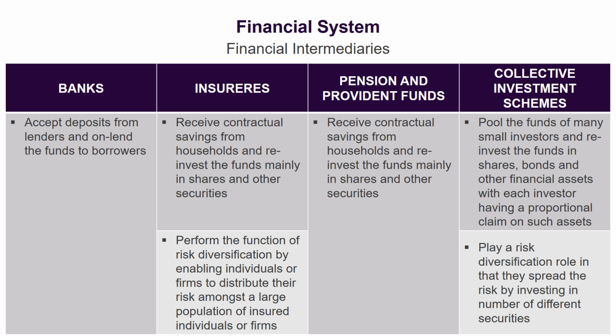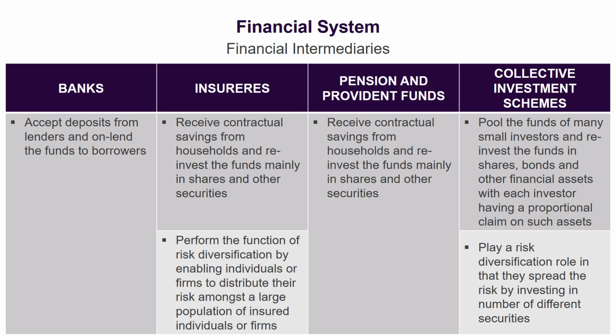Then you have non-deposit financial intermediaries, and they include insurers, pension and provident funds. They can be long-term insurers or short-term insurers. They receive contractual savings from households, and they reinvest the funds mainly in shares and other assets. Insurers perform the function of risk diversification by allowing households and firms to distribute the risks among a large population. So they pool them together, thereby reducing the risk.